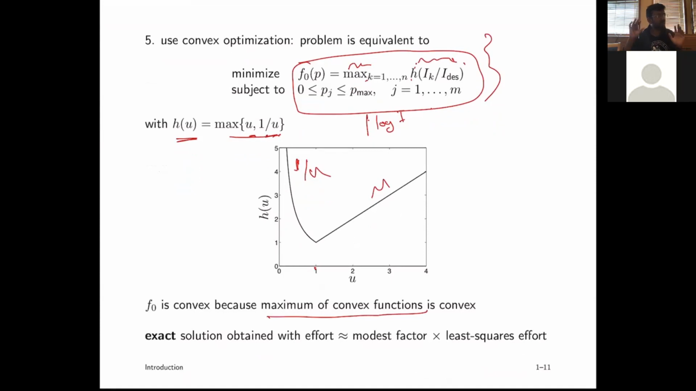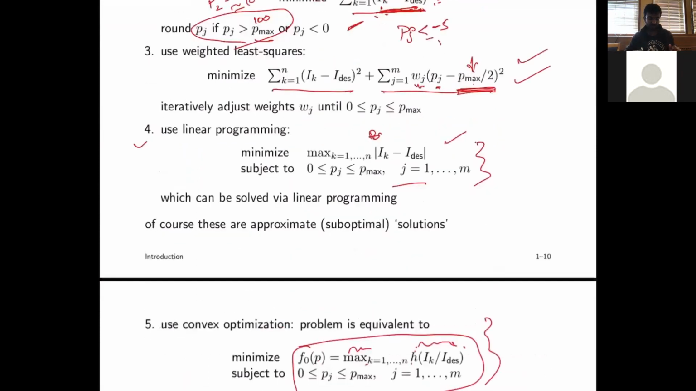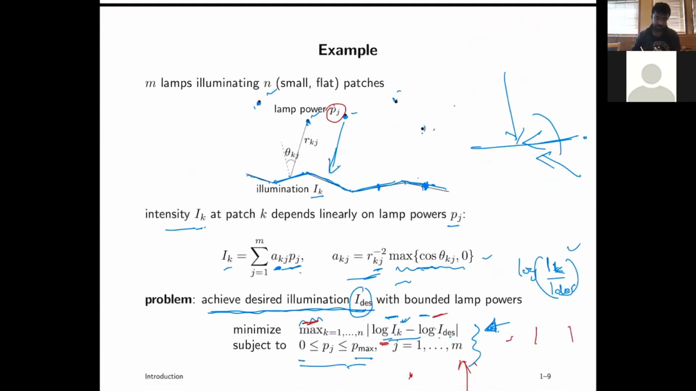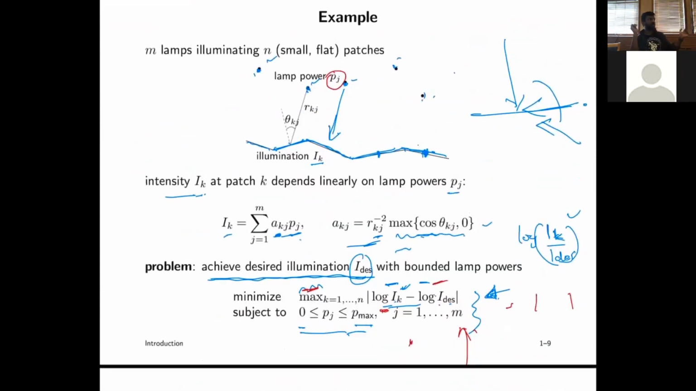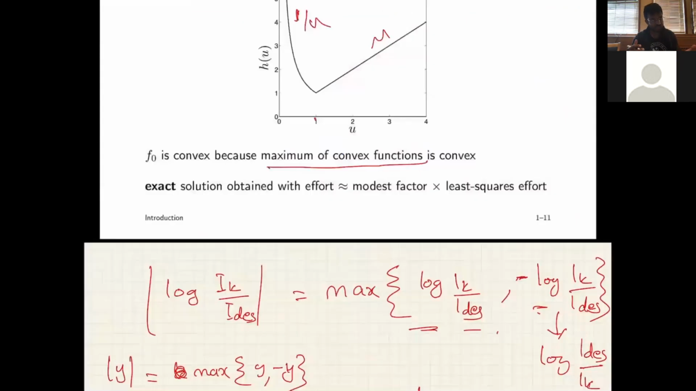So if you have all this knowledge, now you can solve that. I don't need to go for any approximation. The original problem I can solve because I know that this can be formulated like this, and this is a maximum of convex functions, and then everything is convex and this objective is convex. So this is a convex function. Then you can get the exact solution.